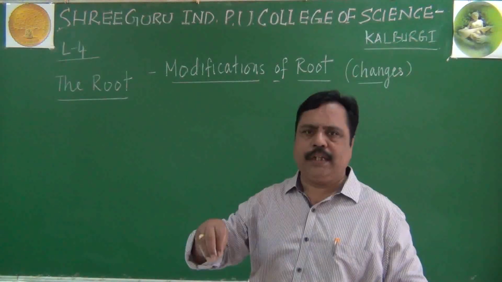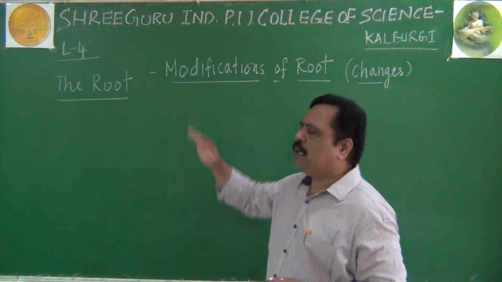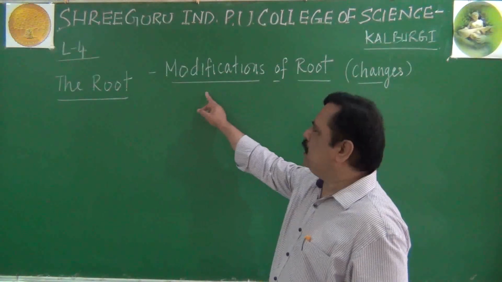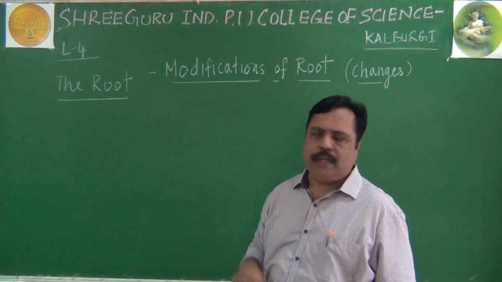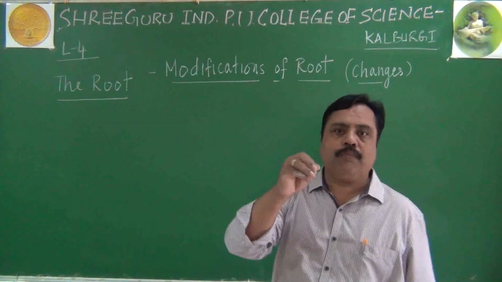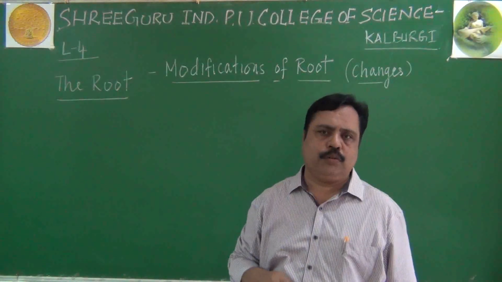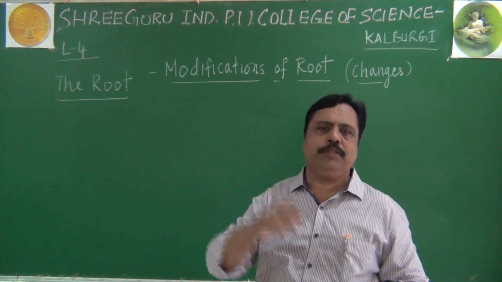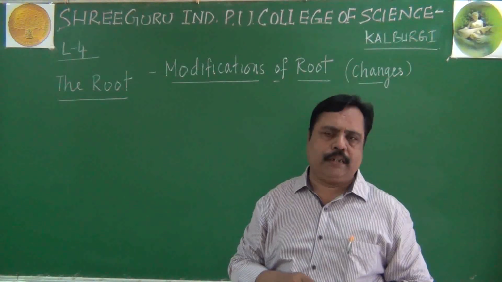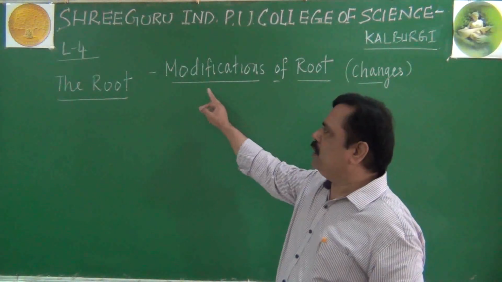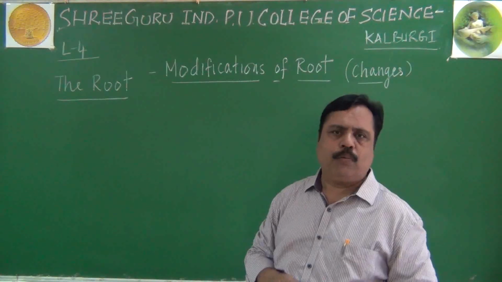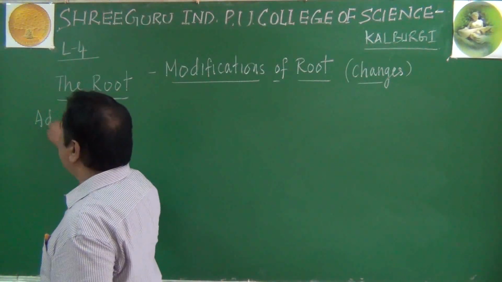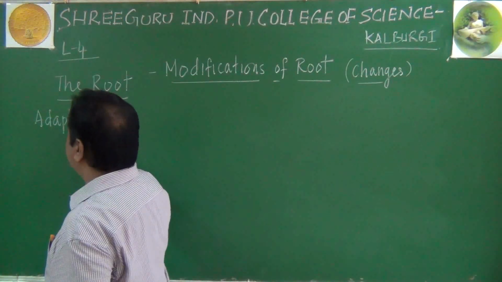For surviving in the environment, they will start undergoing certain changes. Those changes are called modification. Those changes can be morphologically visible also. By seeing the root, you can say it has undergone some modification. Such a type of modification we are going to study here. What is the purpose of modification? It is meant for adaptation to the environment.